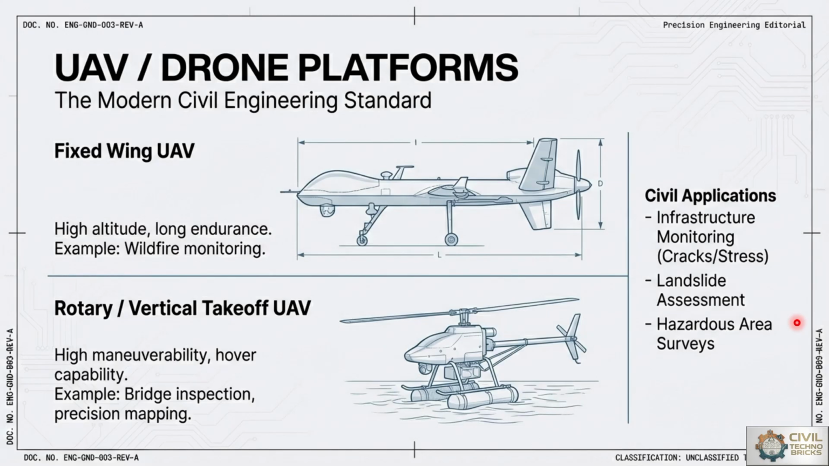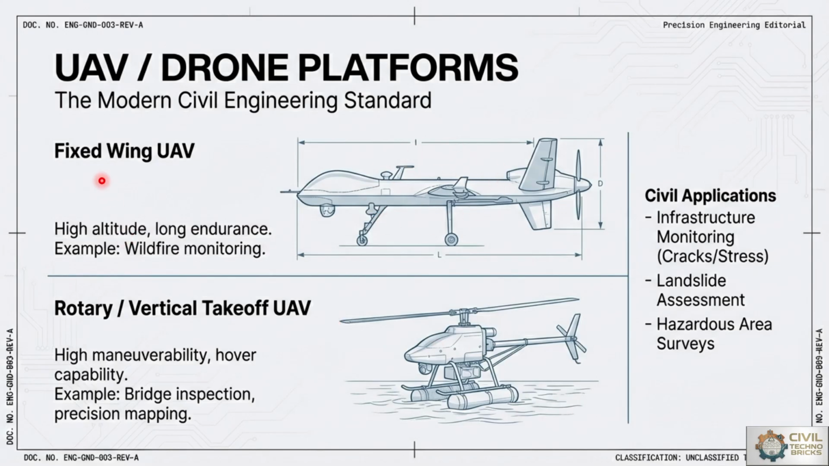Then next one will be the unmanned air vehicle or the drone platforms. These are all the modern civil engineering standards. With reference to that, civil engineers can use that airborne systems for corridor mapping, urban planning, construction monitoring and flood assessment also. There are two types of unmanned aerial vehicle, that is fixed wing and then vertical takeoff unmanned aerial vehicles, just like the helicopters or just like the small drones.